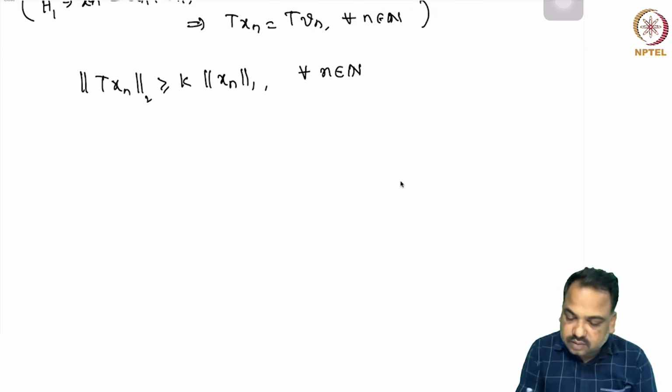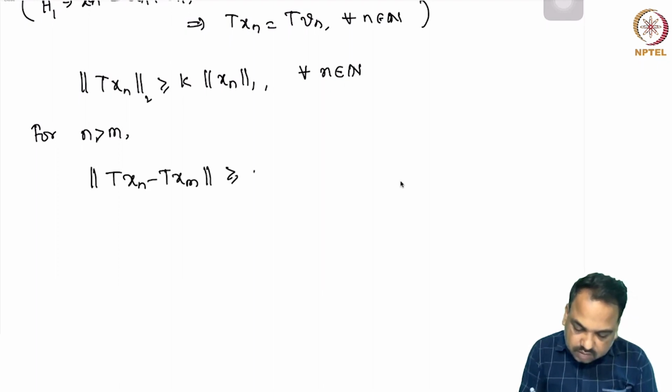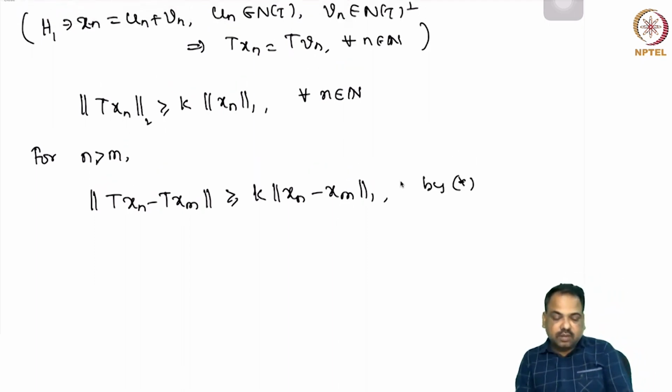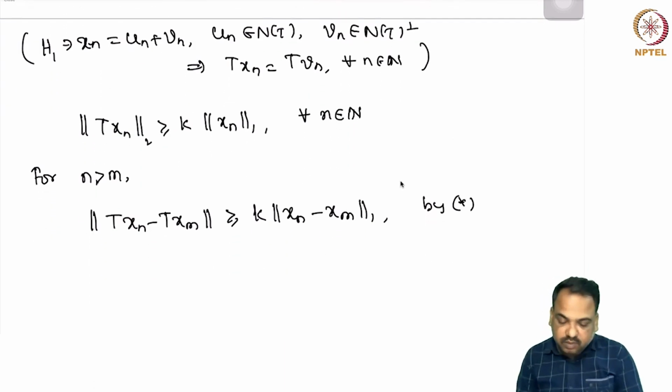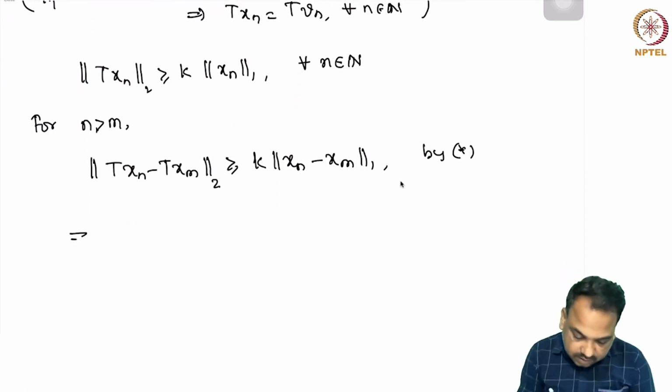In fact, for n bigger than m, we have norm of Txn minus Txm is bigger than k times norm xn minus xm. This is by star, because whenever xn is coming from null space of T perp, xn minus xm is also in null space of T perp, so still this is true. Now Txn is convergent implies Txn is Cauchy. From that we can conclude that xn is Cauchy.